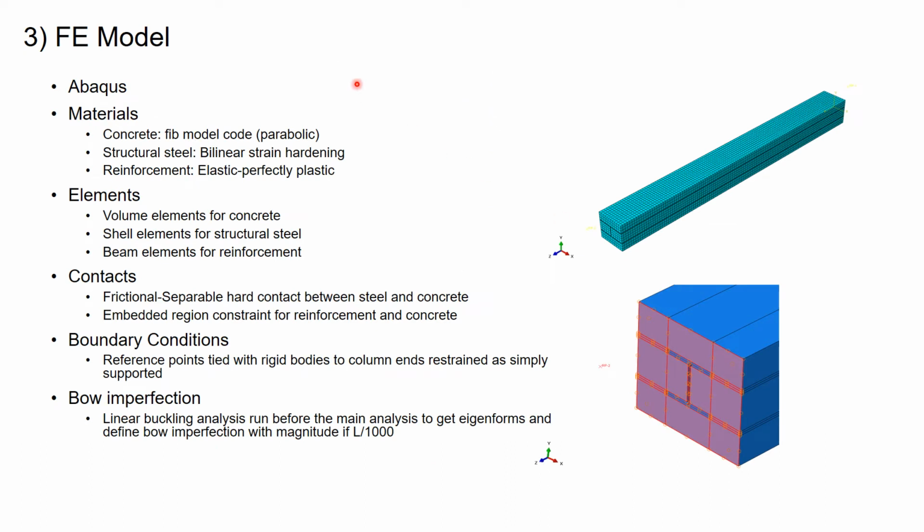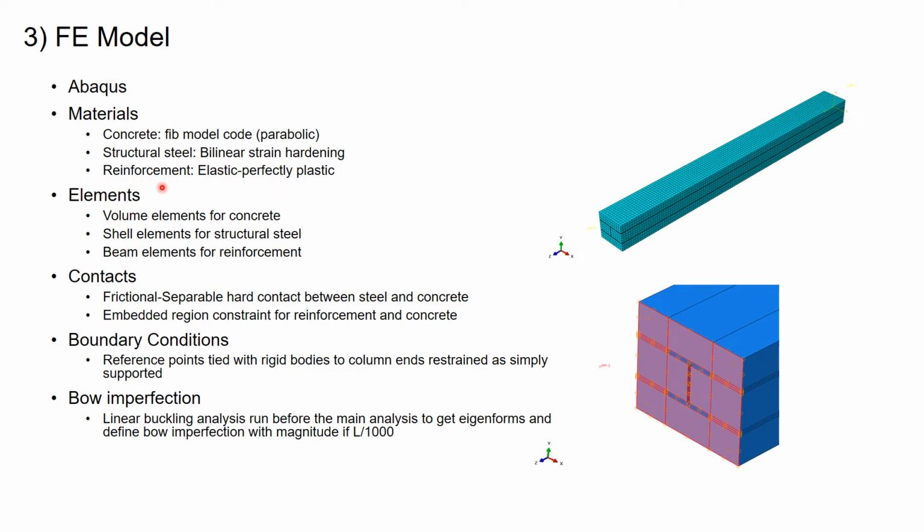And for the finite element model, using the test results we obtained from the literature, we tried to come up with an accurate finite element model using the software Abaqus, with material properties of concrete from the fib Model Code, which has a parabolic concrete stress-strain relationship. For structural steel, we use a bilinear strain hardening stress-strain relationship. For reinforcement, we use elastic perfectly plastic.